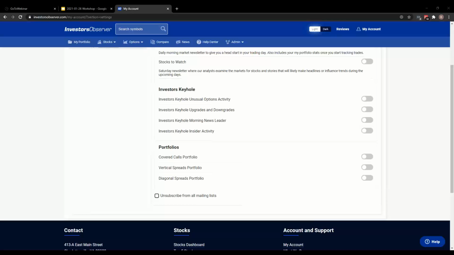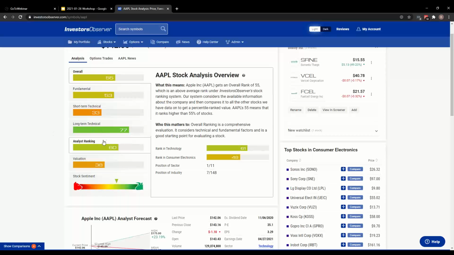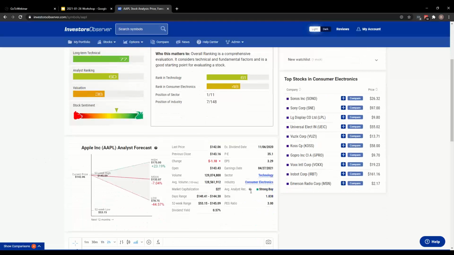All right, so do we only use Investor Observer analyst ratings to show stock ratings? Now let's just use Apple because it has all the scores. So all of this is based on our work, or a lot of it is. The analyst ranking in particular is a little bit different. The analyst ranking and this average analyst recommendation here are essentially aggregated data from Wall Street. There's dozens of analysts on Wall Street that follow Apple, and the average recommendation from all those analysts is a strong buy.